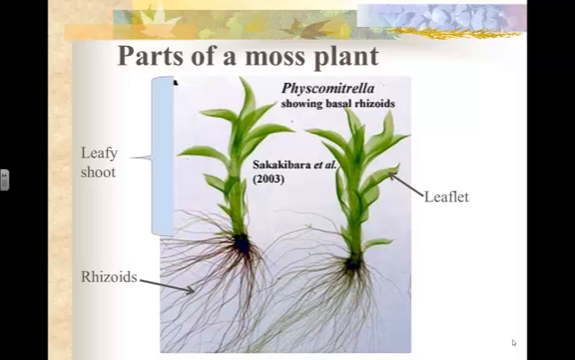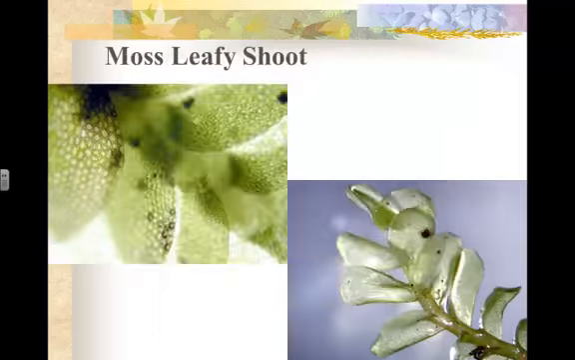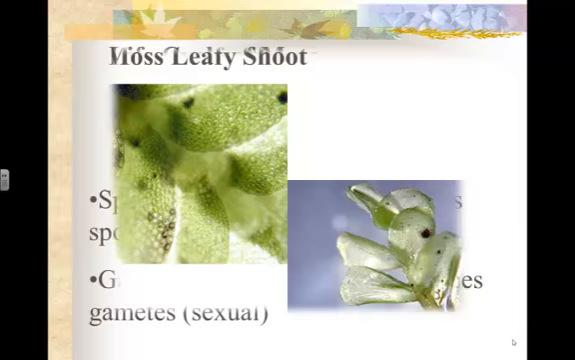So here's the three parts that you need to know of a moss plant. The part above is called the leafy shoot. Each of the leaf-like structures is called a leaflet, and then underground, which are root-looking structures, but they're not true roots, they're called rhizoids. So that's the three parts of a moss plant. Now the leafy shoot, as I said, is only one cell layer in thickness, and here's a couple of examples of some leafy shoots off of moss.